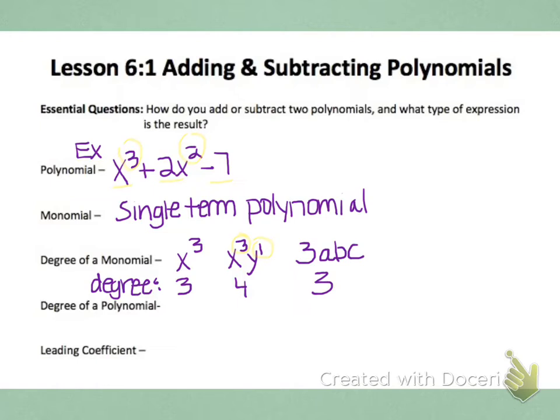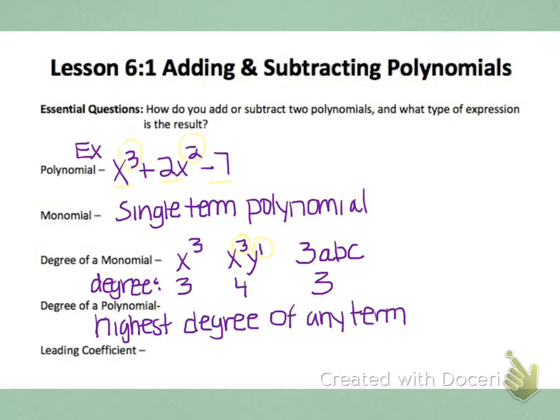Now, when you have a larger polynomial like we had in our original example, we actually find the degree of the polynomial by going to the highest degree term, and that's the degree of the polynomial. So again, we might define that as the highest degree of any term. Looking at our example up here, the highest degree term would be that x to the third. And so that would be a degree 3, which we know is called a cubic polynomial.